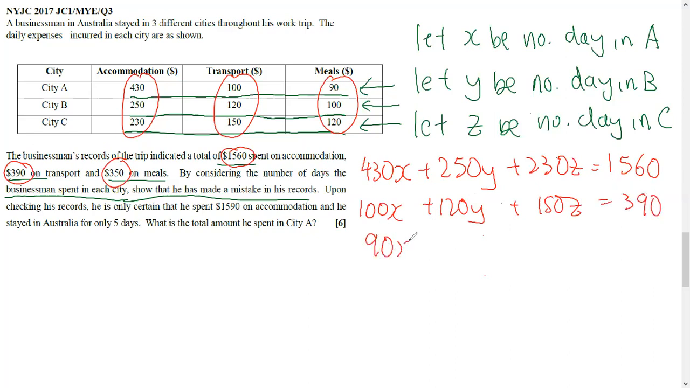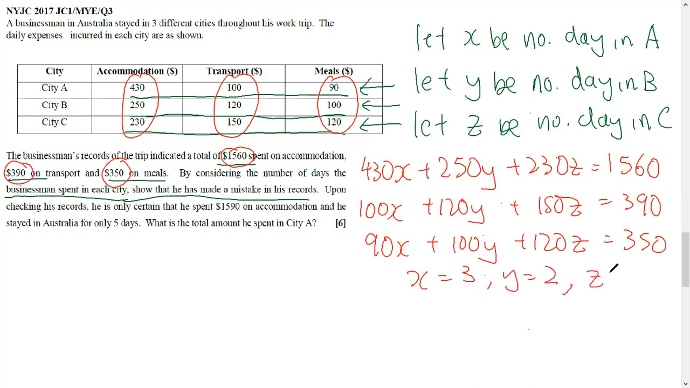Lastly, 90x plus 100y plus 120z will give you 350. So 3 equations, 3 unknowns, plug it into your calculator. You should get x equals 3, y equals 2, and z equals -1. So is it correct? The answer is no.